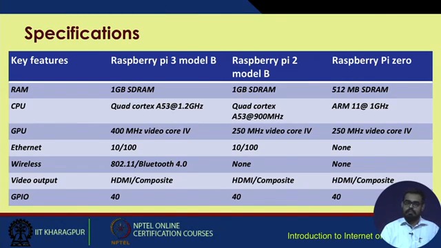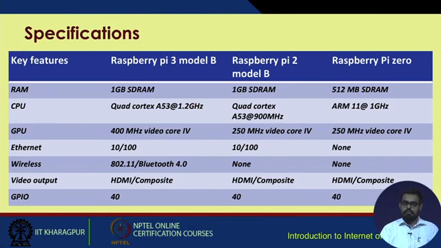GPU requirements: you have 400 MHz of video core on Pi 3, 250 MHz video core for Pi 2, and 250 MHz again for Pi 0. You have provision for Ethernet on Pi 3 and Pi 2, whereas there is no provision for either Ethernet or Wi-Fi on Pi 0. Yes, there is a provision for Wi-Fi and Bluetooth only on Pi 3.